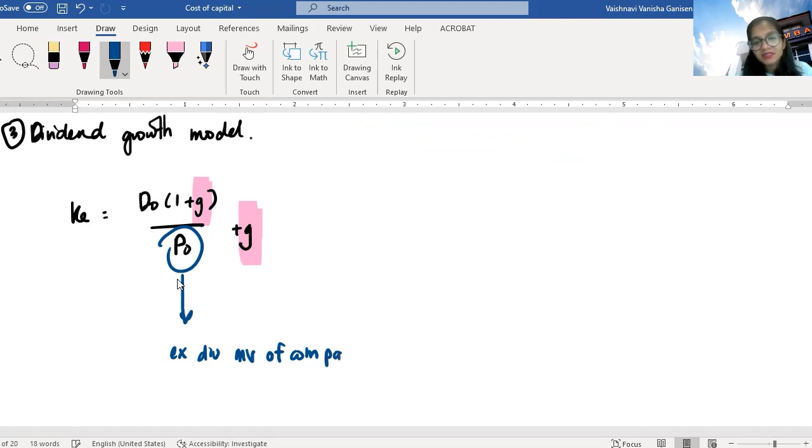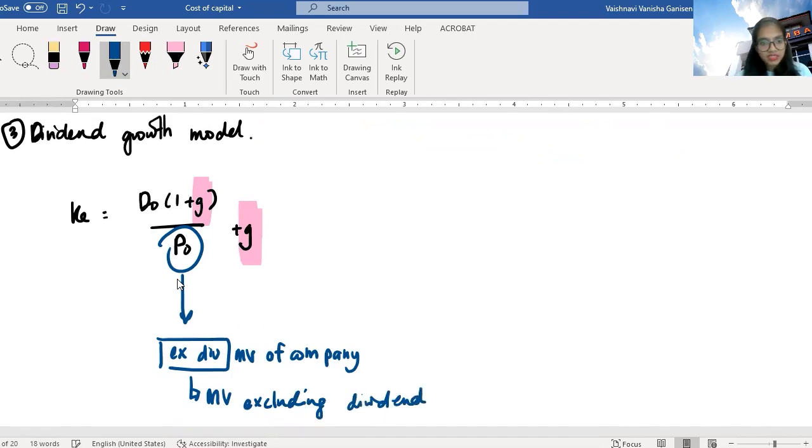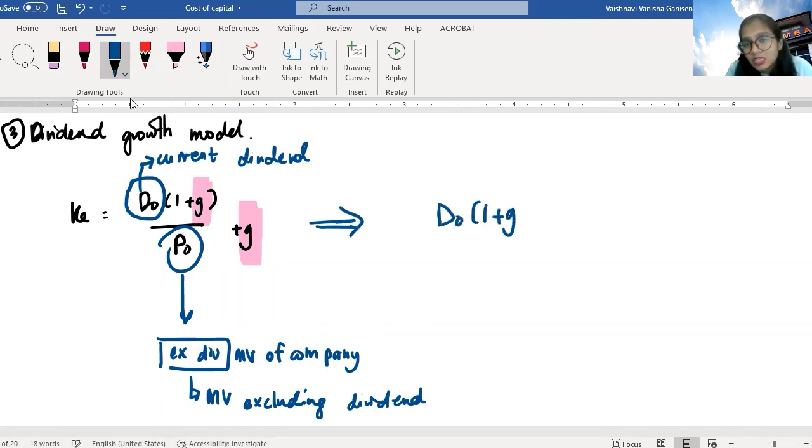What does it mean? Whenever I say ex div, it means the market value excluding dividend. When you say D0, it means current dividend. And just to let you know, D0(1+g) can also be expressed as D1. So this is my current dividend, and this is the future dividend after growth.